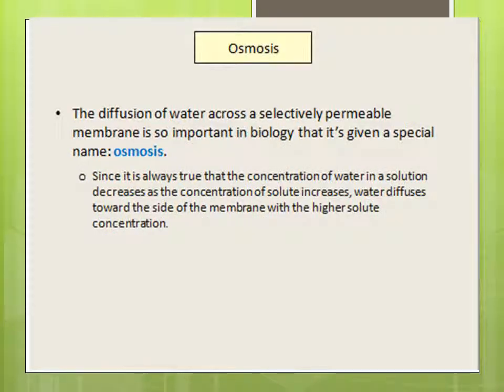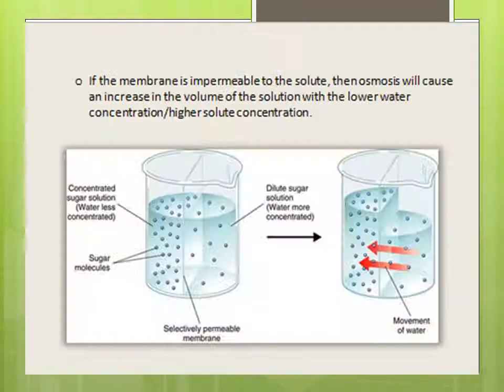The diffusion of water across a selectively permeable membrane is also important in biology. It's given a special name. It's called osmosis. Since it's always true that the concentration of water in a solution decreases as the concentration of solute increases, water diffuses toward the side of the membrane with the higher solute concentration. Okay, that sounds a lot harder than it is. Water's going to go to where there's more stuff, or a higher concentration.